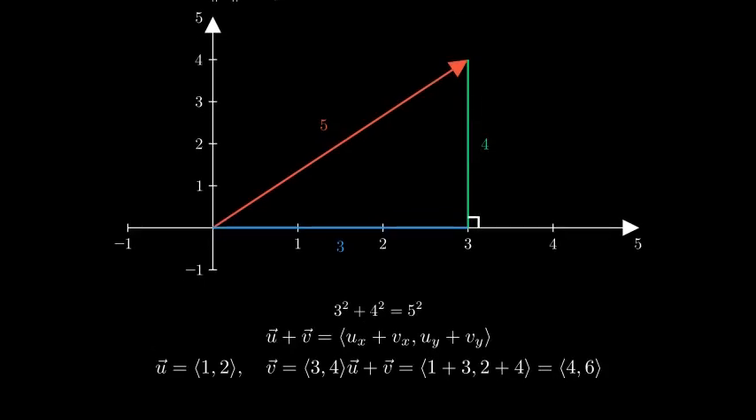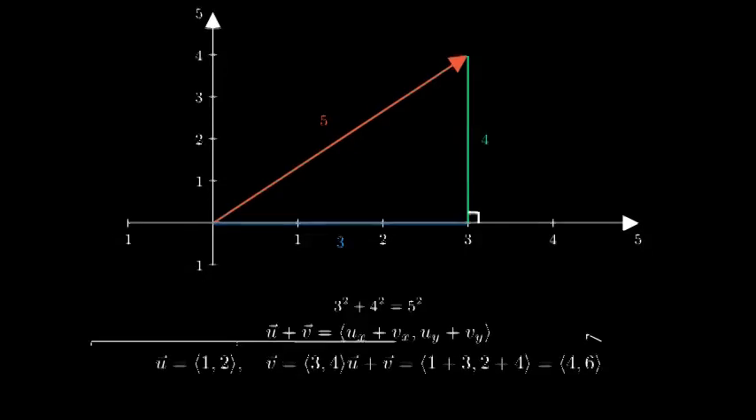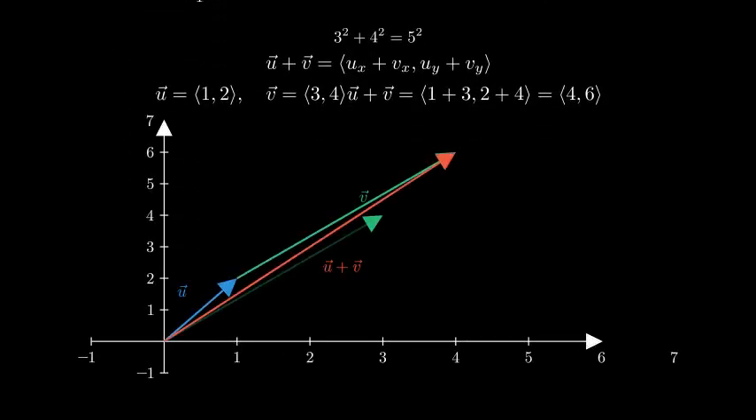If u equals ⟨1, 2⟩ and v equals ⟨3, 4⟩, then u plus v equals ⟨1 plus 3, 2 plus 4⟩, which equals ⟨4, 6⟩. Geometrically, we can visualize vector addition using the tip-to-tail method. We place the tail of the second vector at the tip of the first vector, and the sum is the vector from the tail of the first vector to the tip of the second vector.